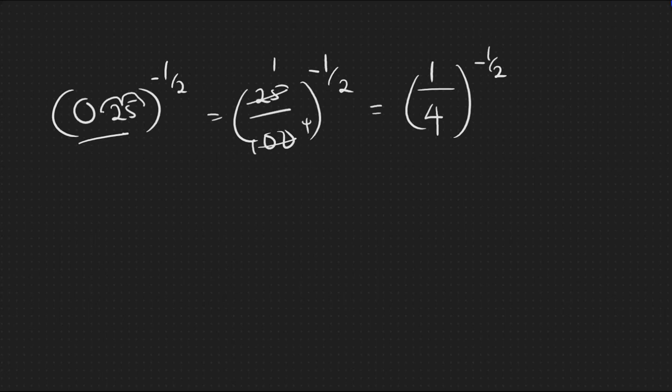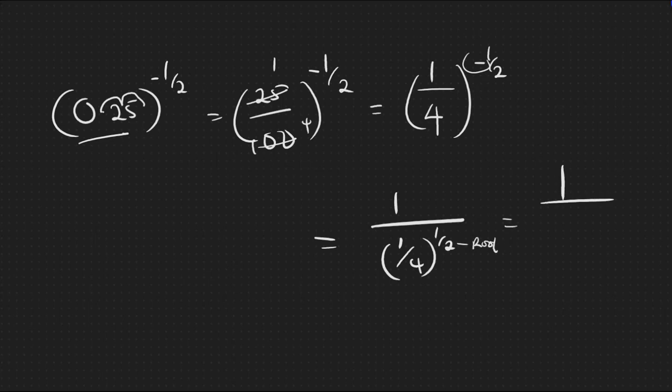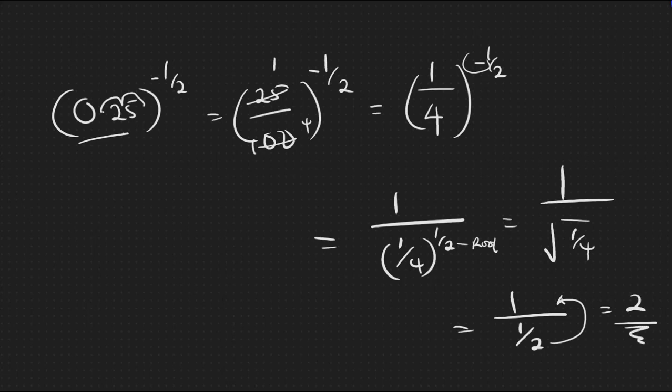So when you have a negative power now, you know it's going to be the reciprocal of 1 over 4 to the power of half. Remember, this one is the what? Root, right? So we're going to have 1 over the square root of 1 over 4. And the square root of 1 over 4 is going to be 1 all over the square root of 1 is 1, and the square root of 4 is 2. So this one will move here. We're going to have 2 as the answer.